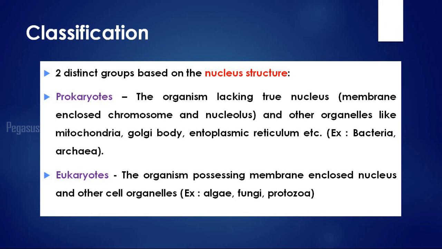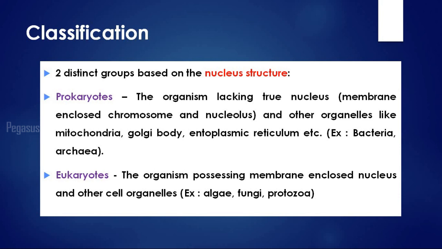The first and foremost, very easy classification of these microorganisms is based on the nuclear structure. Based on the nuclear structure, the organisms are classified as prokaryotes and eukaryotes. Prokaryotes are the organisms that do not have a true nuclear structure. A true nucleus means you should have a chromosome and a nucleolus, and these genetic and nuclear materials should be bounded by an organelle, that is, a cell-bound organelle should be present.